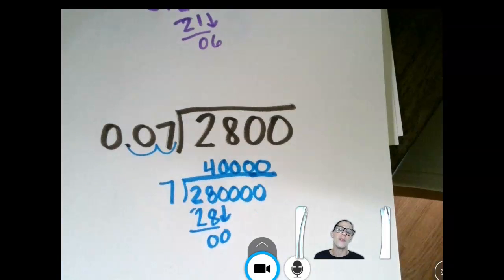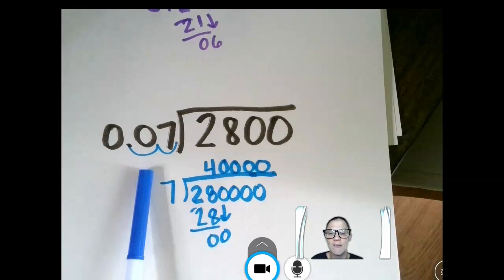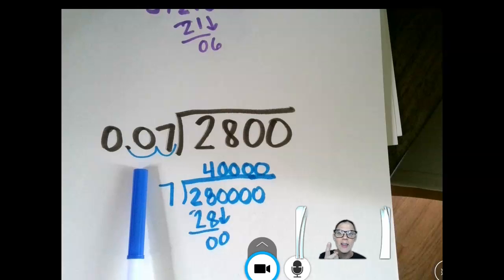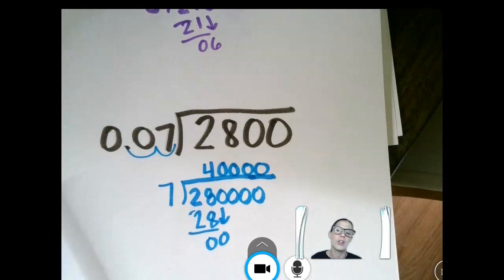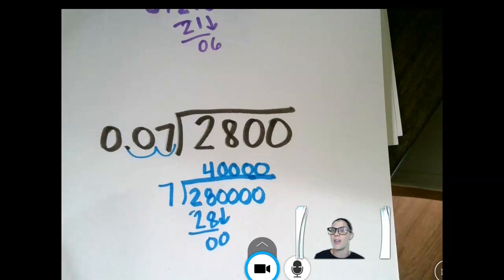So today, the biggest thing that you need to think about is, what am I multiplying my divisor by in order to make it become a whole number? Am I multiplying it by 10, 100, or 1,000? Remember that we're simply moving the decimal. So if I move the decimal twice, then it's 100. If I move it once, then it's 10. If I have to move it 3 times, then it's 1,000. So whatever I do to the divisor, I have to do to the dividend. That's it. So off you go.